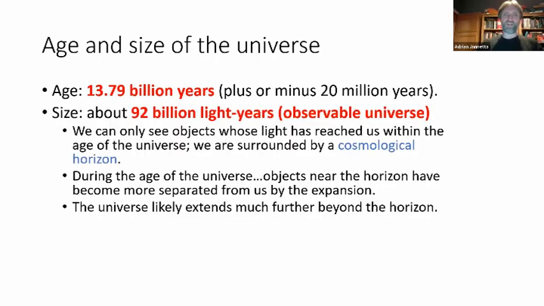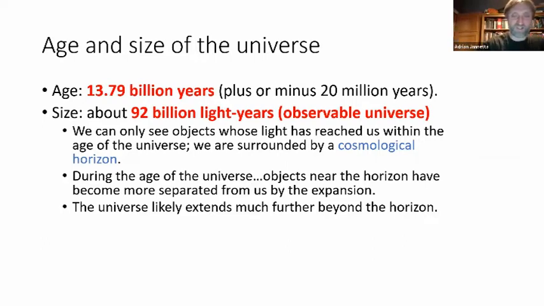The size of the universe might scratch your head a little bit. The estimated diameter of the bit of universe we can see is 92 billion light years, but that's the observable universe. Now, how that works is this. We can see out into the universe, but we can't see beyond a certain point, because if something is 13.79 billion light years away, its light will have taken the entire age of the universe to get here.